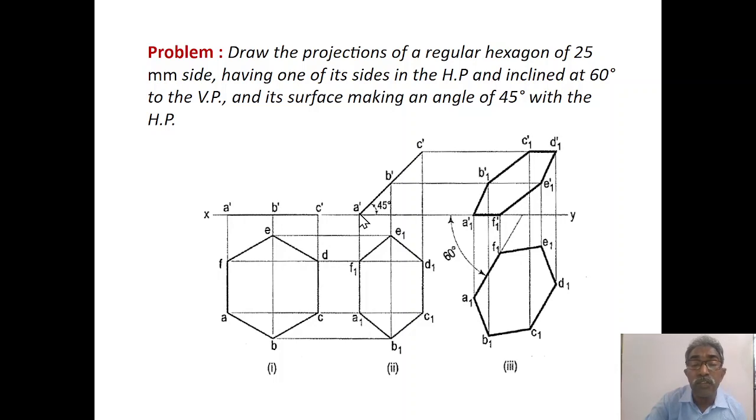It is resting on the AF. Therefore, take A1, F1 on the XY, and draw the same figure here. You draw the same figure, not the first figure. Don't draw the other regular hexagon. Don't draw the true shape of the plane.